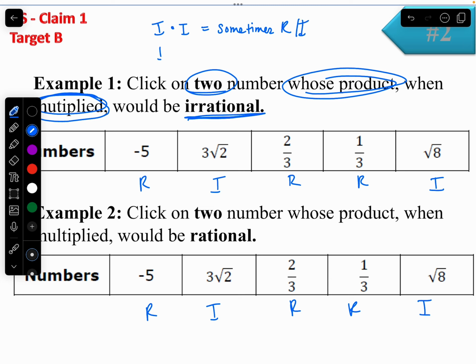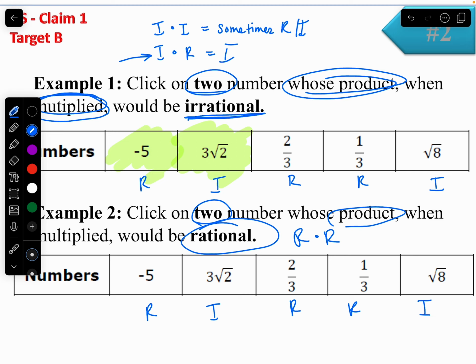Or it could be irrational times rational. So our easier route is irrational times rational. So I'm going to be shading rational times irrational is irrational. Next, it's asking for two numbers. The product is rational. So we want rational times rational. So rational times rational. That's it.